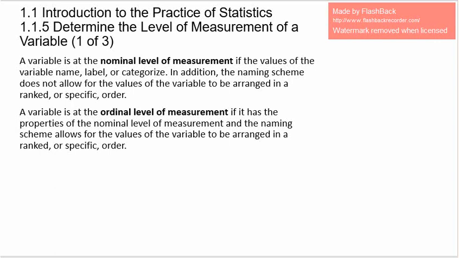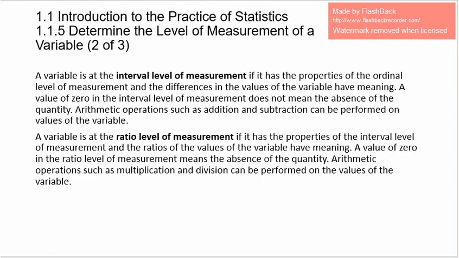A variable is at the interval level of measurement if it has the properties of the ordinal level of measurement and the differences in the values of the variable have meaning. A value of 0 in the interval level of measurement does not mean the absence of the quantity. Arithmetic operations such as addition and subtraction can be performed on values of the variable.